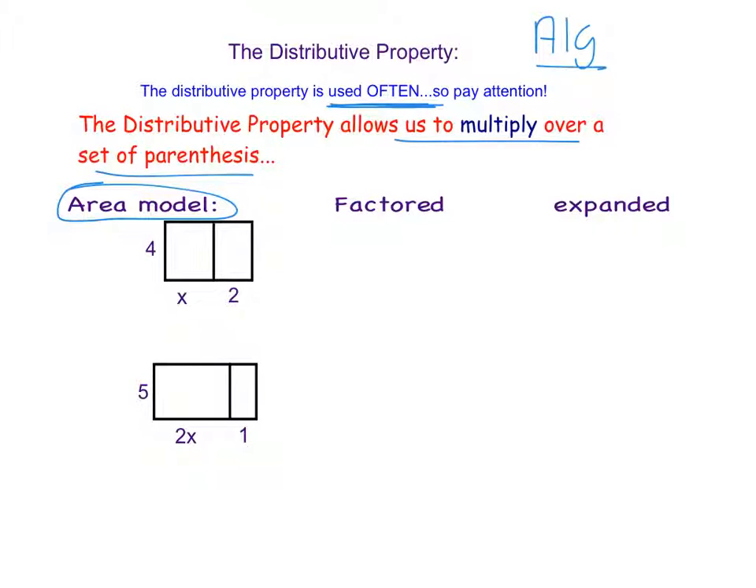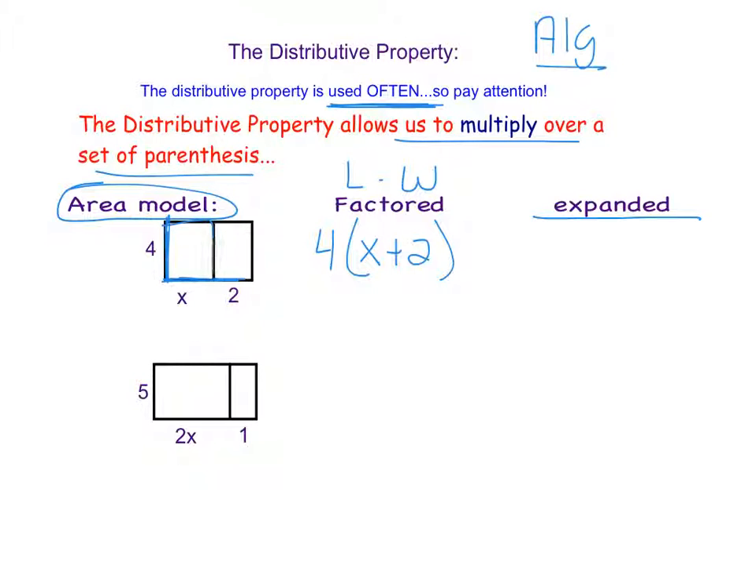So you know that with a rectangle, to find the area, it's length times width. So we have our length right here, which is 4, and then our width is x plus another 2. So that's the factored way. That's what you did yesterday. That was what your final answer looked like yesterday. But the expanded is when you multiply it all out.